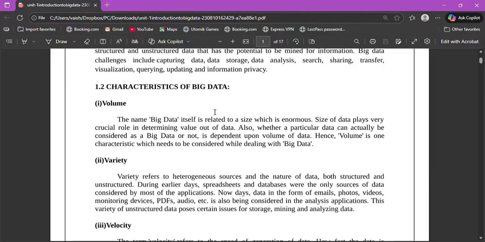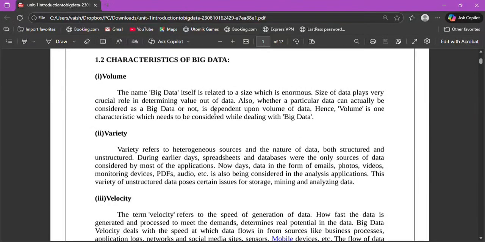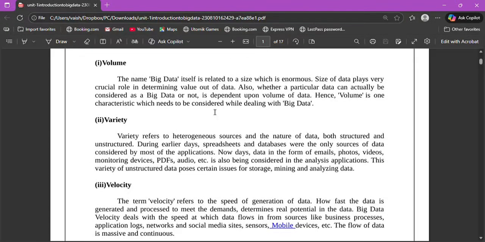Now, second is variety. Variety refers to heterogeneous sources and the nature of data, both structured and semi-structured. During earlier days, spreadsheets and databases were the only sources of data considered by most of the applications. Nowadays, data in the form of email, photos, videos, monitoring devices, PDFs, etc. is also being considered in the analysis applications. This variety of unstructured data poses certain issues for storage, mining, and analyzing data.